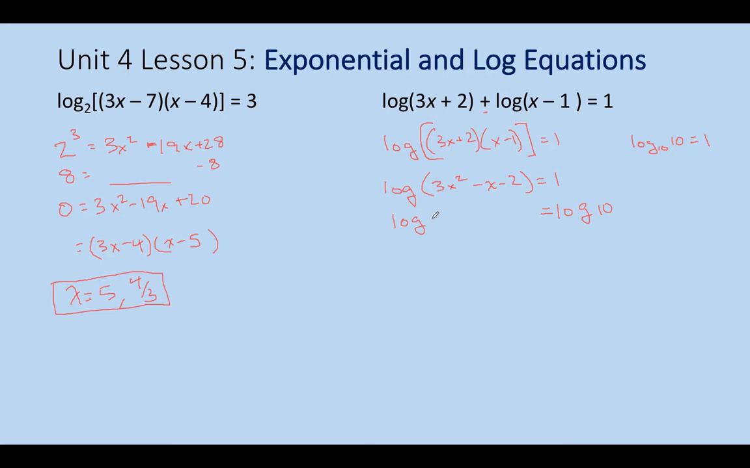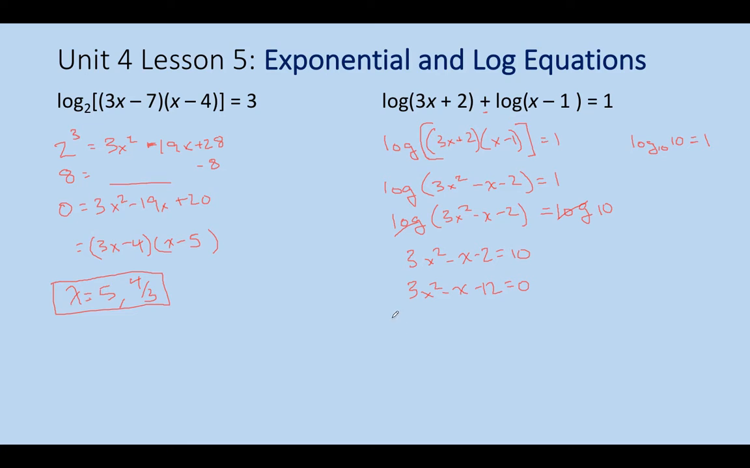So over here, I still have the log of 3x squared minus x minus 2, and then the logs will wind up canceling out. And I have 3x squared minus x minus 2 just equals 10. And now you should be able to solve this one. We can subtract the 10 from both sides to make it equal to 0, so I'd have 3x squared minus x minus 12 equals 0. And then, is this going to be factorable?